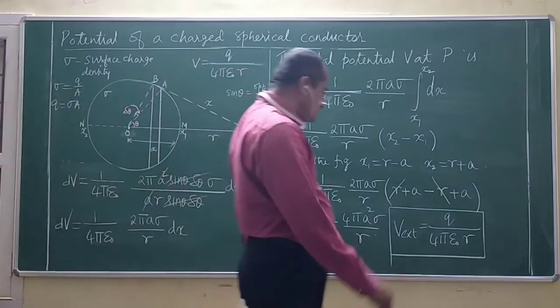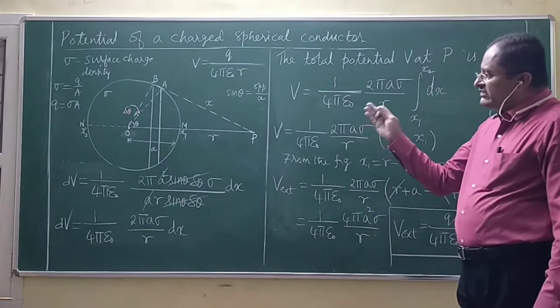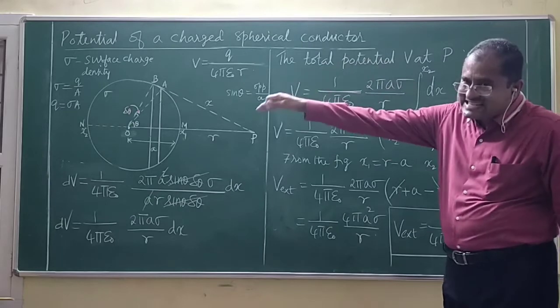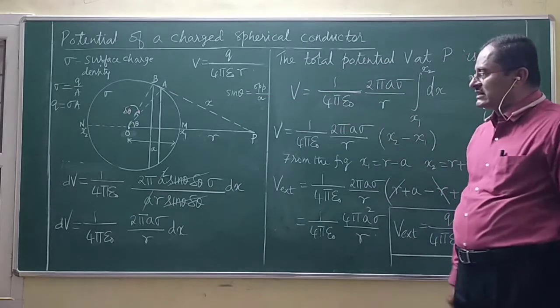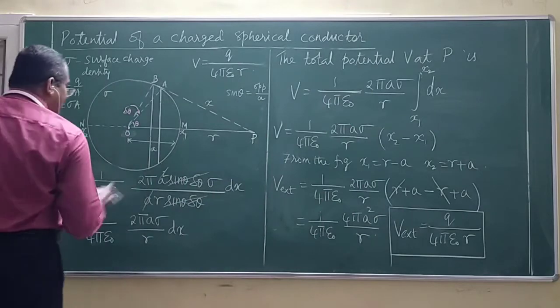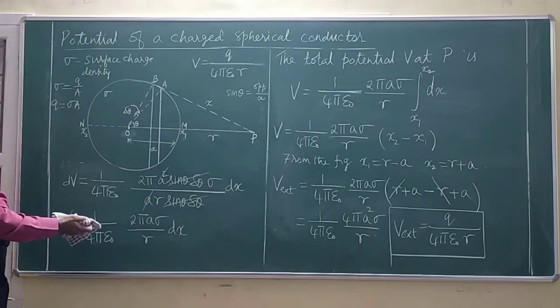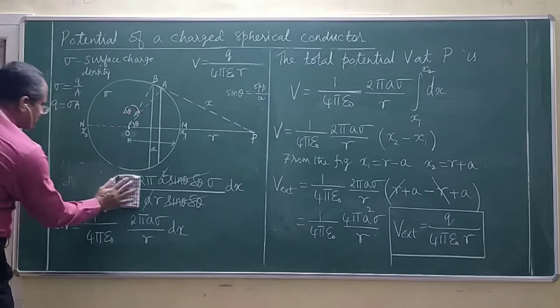Now, what will happen if the point P is taken somewhere inside the spherical conductor? To tell you about that, I will retain the diagram, rub this part off. Hopefully, you would have taken this, and I am sure you would have understood what I have said. Therefore, I will rub this off. Okay?